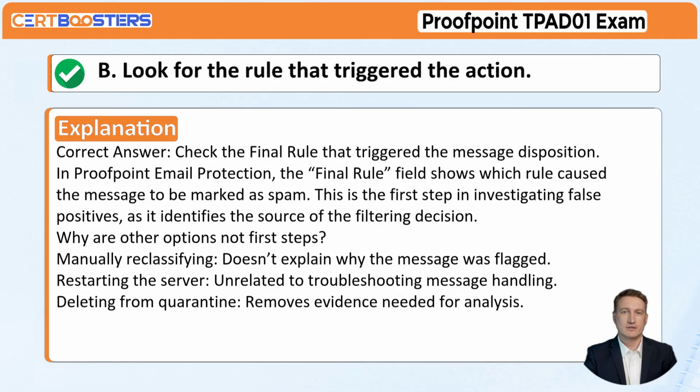Explanation: correct answer: check the final rule that triggered the message disposition. In Proofpoint email protection, the final rule field shows which rule caused the message to be marked as spam. This is the first step in investigating false positives, as it identifies the source of the filtering decision. Why are other options not first steps? Manually reclassifying doesn't explain why the message was flagged. Restarting the server is unrelated to troubleshooting message handling. Deleting from quarantine removes evidence needed for analysis.